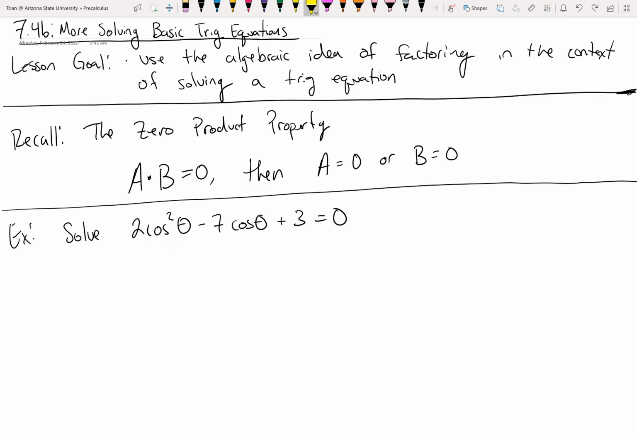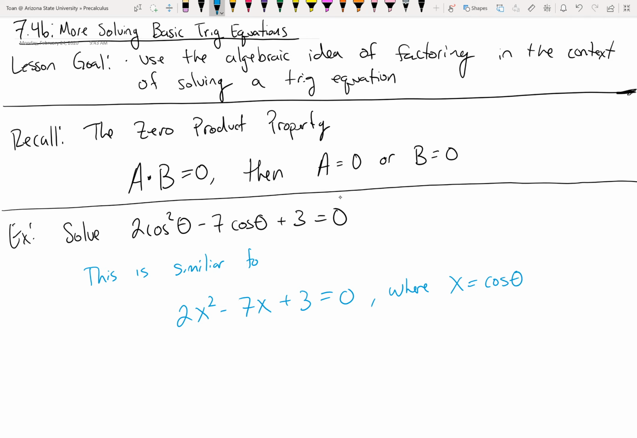Recognize that this is actually a quadratic. What do I mean? We have cosine squared, we have cosine, and then we have no cosines. So the idea is, I'll switch colors, so this is like my thought process. This is similar to x squared, I'll use a big X, minus 7x plus 3 equals 0, right? Where the big X is cosine theta.